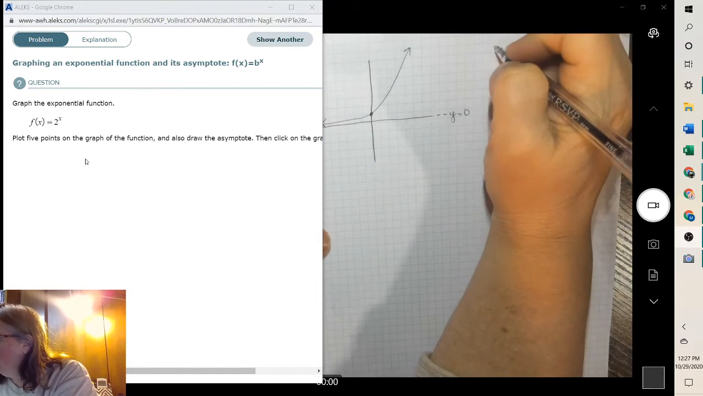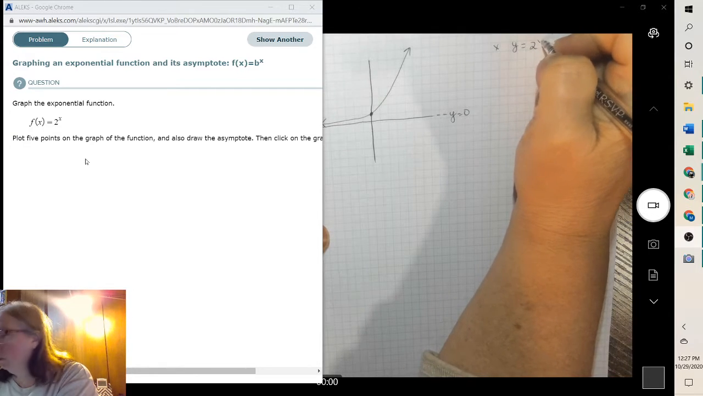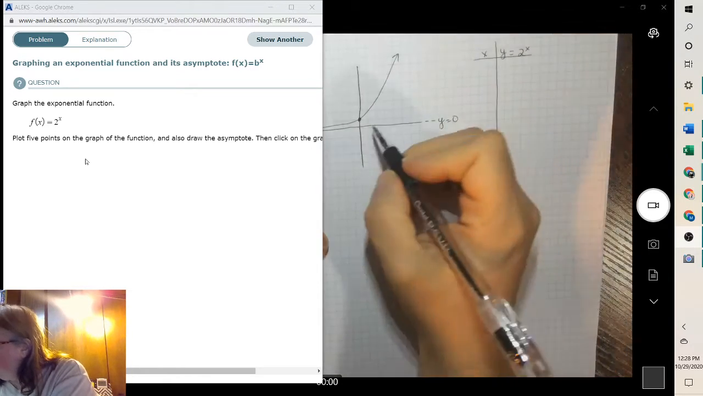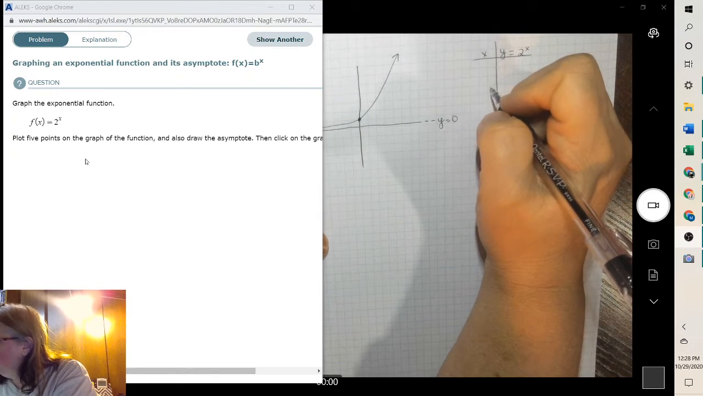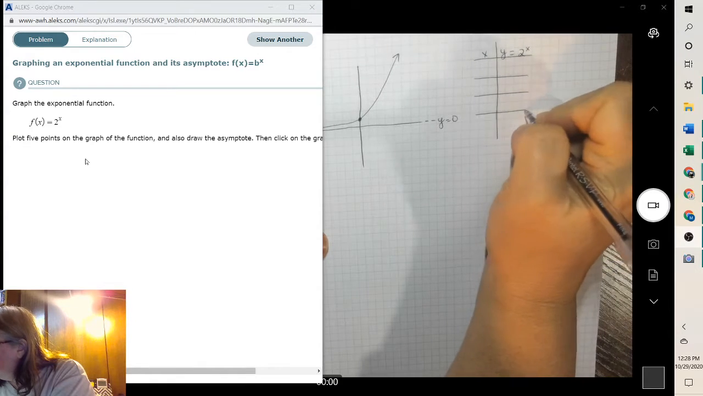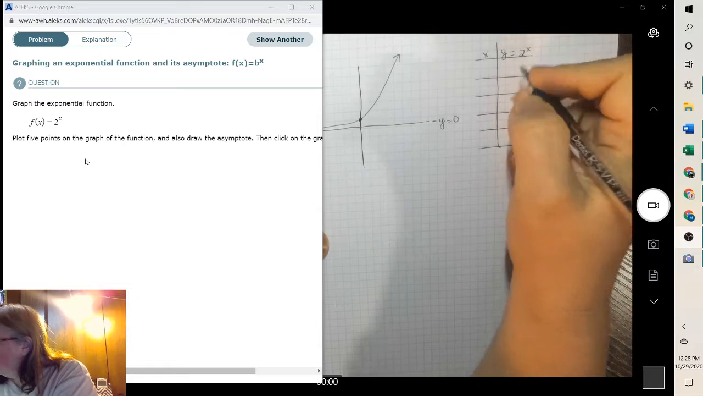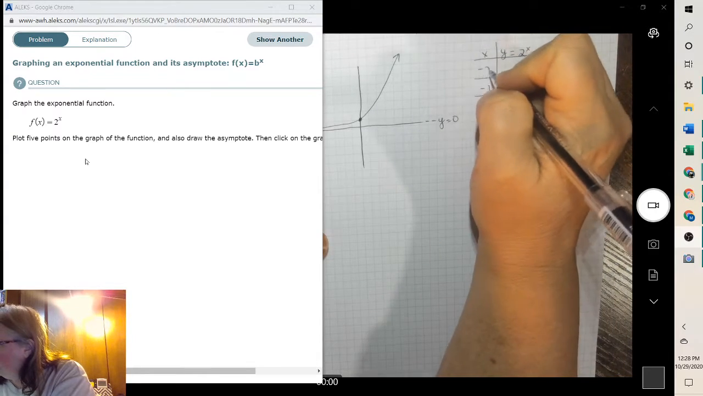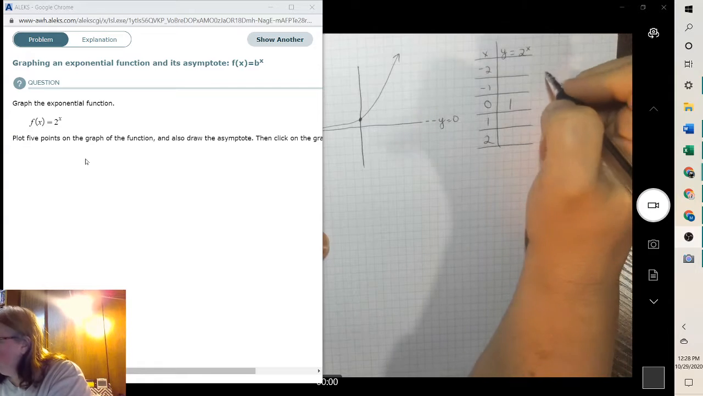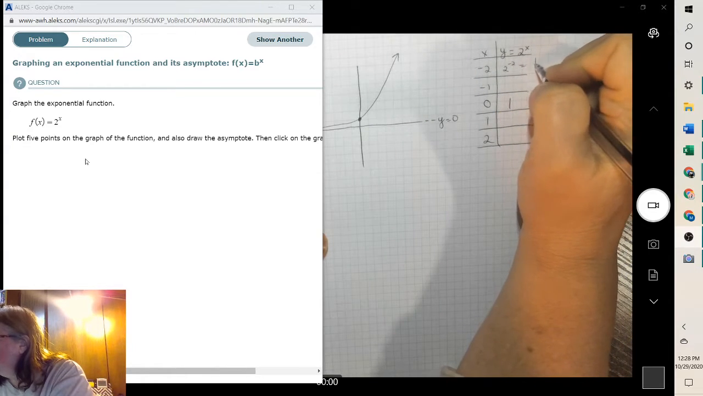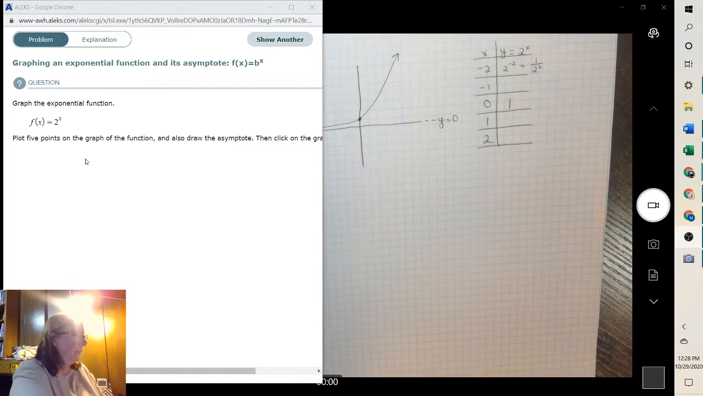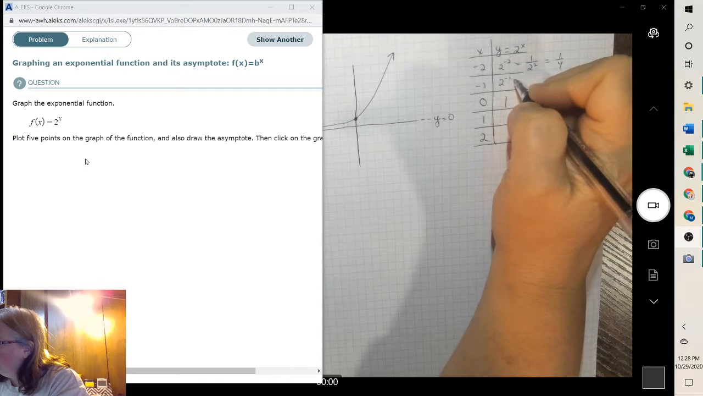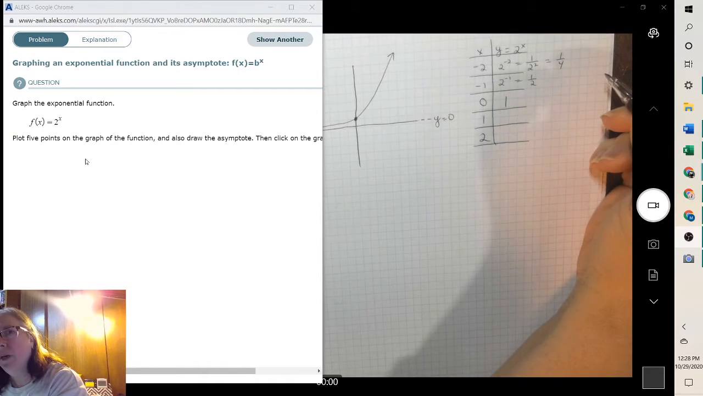So to plot points, and they want 5 points, plot this point, which is 0, 1, because 2 to the 0 is 1, and then do -1, -2, 1, and 2. 2 to the -2 is 1 over 2 squared, making it positive, and then squaring it, 1/4. 2 to the -1 is just 1/2. Move it to the denominator to make it positive.